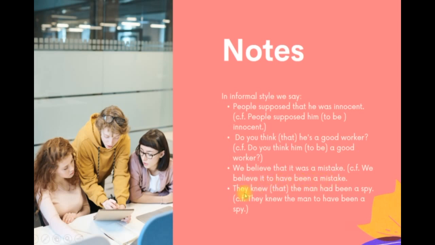And the last sentence, they knew that the man had been a spy. Or you may omit that, so it becomes, they knew the man had been a spy. Compare with the formal style, they knew the man to have been a spy. Okay, we put the noun after the verb.